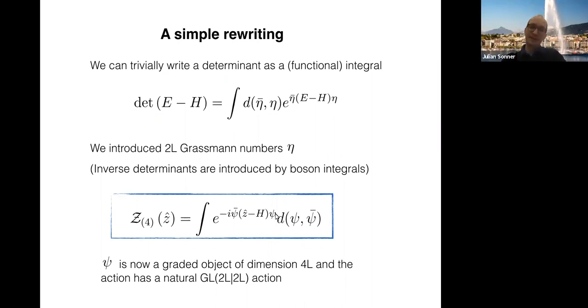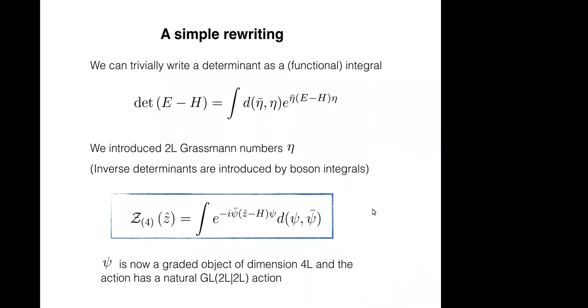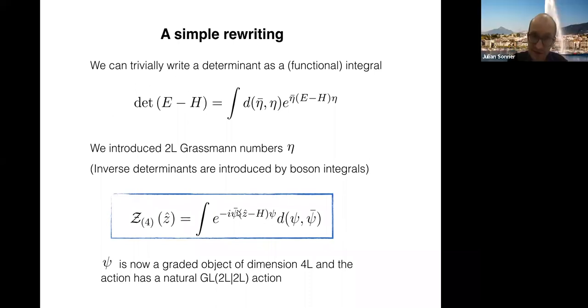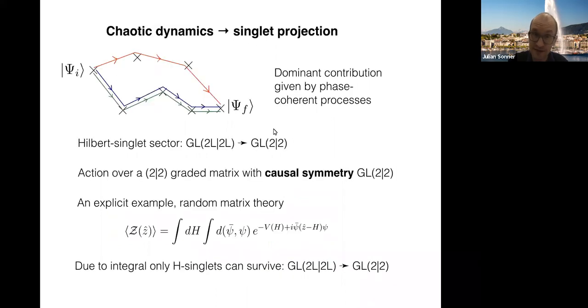Well, psi and psi tilde are 4L-dimensional graded objects, and so I can think of acting on psi with a GL 2L transformation into some transformed psi tilde. Okay, I understand. Thank you. But I'm not saying that the term in particular, psi bar H psi, is invariant under it. What is invariant is the singlet sector. And the point is that this singlet sector is actually the one that survives chaotic dynamics. So let's see how it works in a simple analytical example.